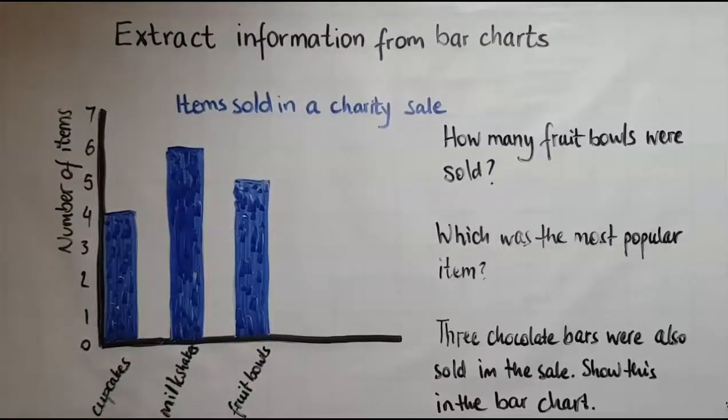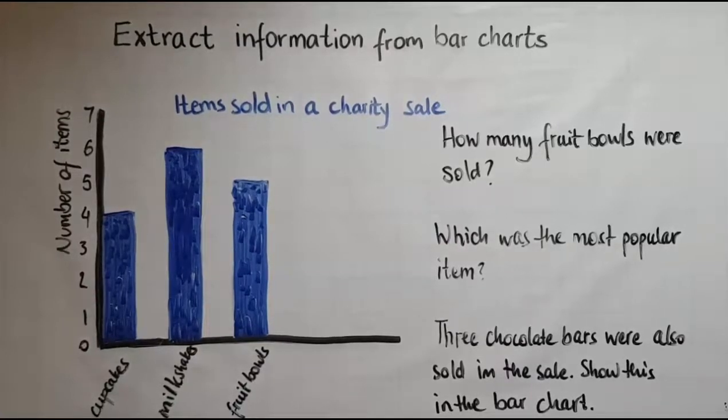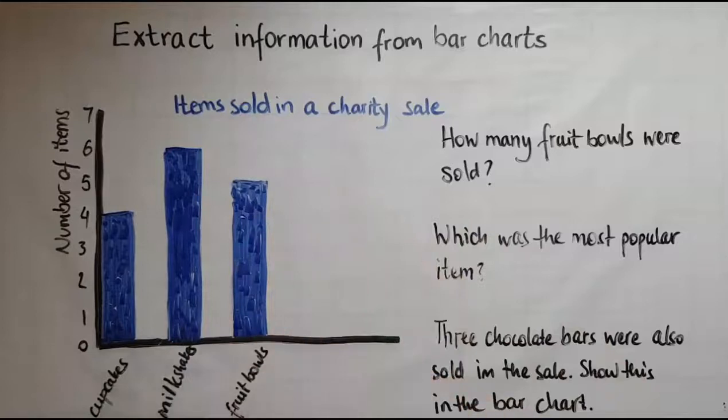In this video, we'll learn to extract information from bar charts. You've probably seen bar charts before, and this is an example of it. This one shows information about the items sold in a charity sale. We've got the number of items on one side, so from 0, 1, 2, 3, 4, 5, 6 and 7, and which items were sold at the bottom. So we've got cupcakes, and there were 4 of them, milkshakes 6, fruit bowls, there were 5.